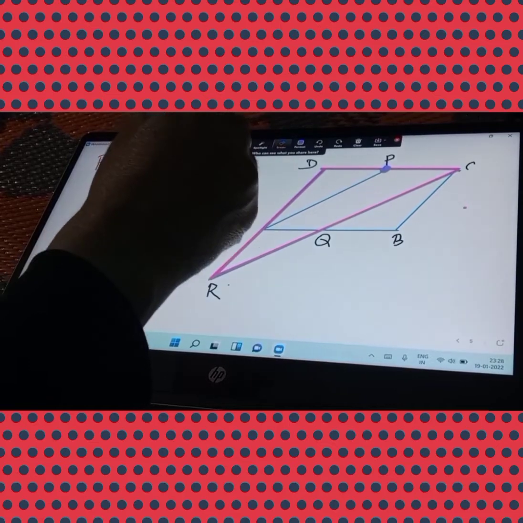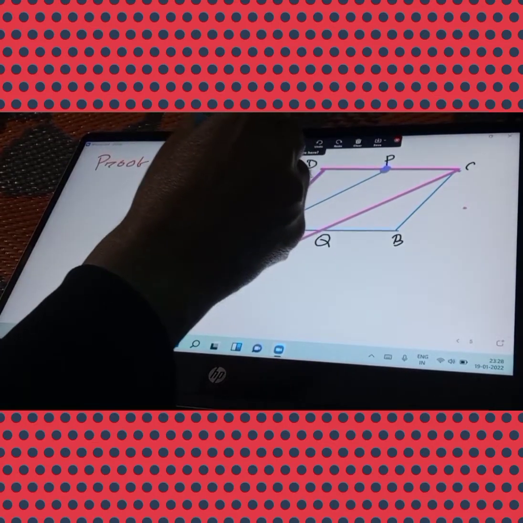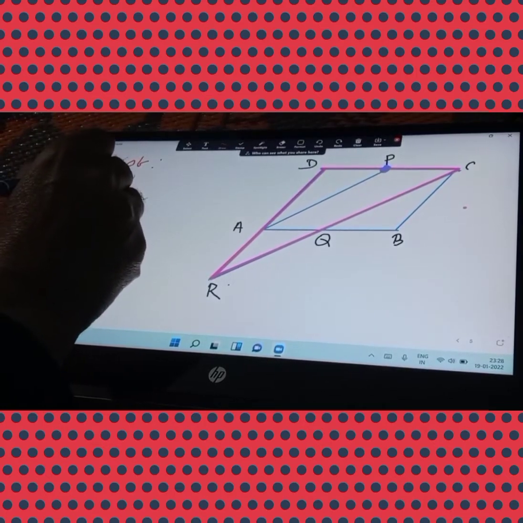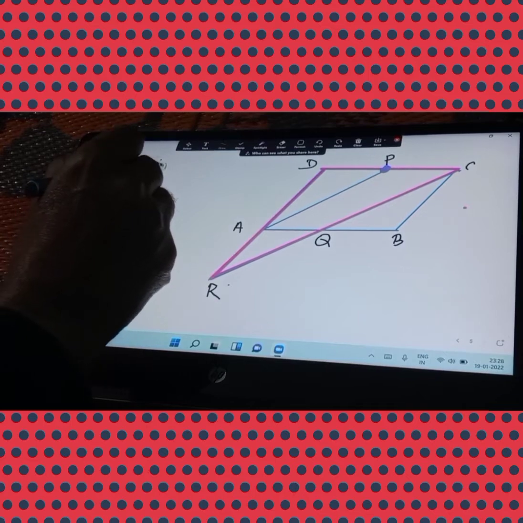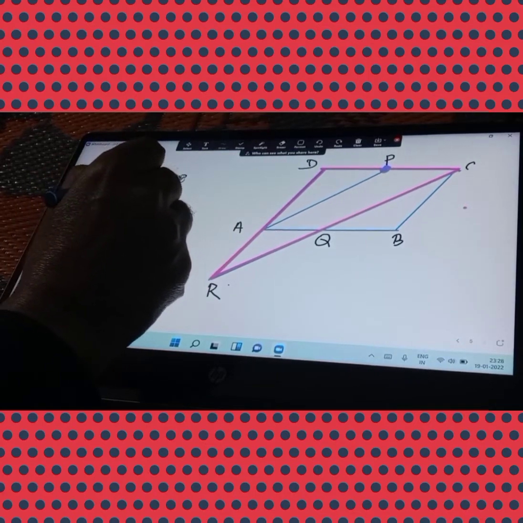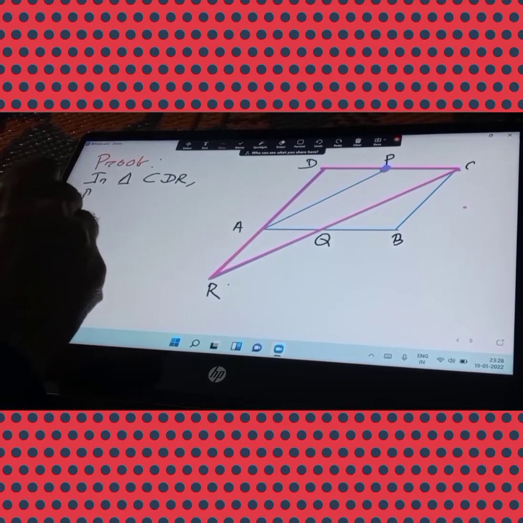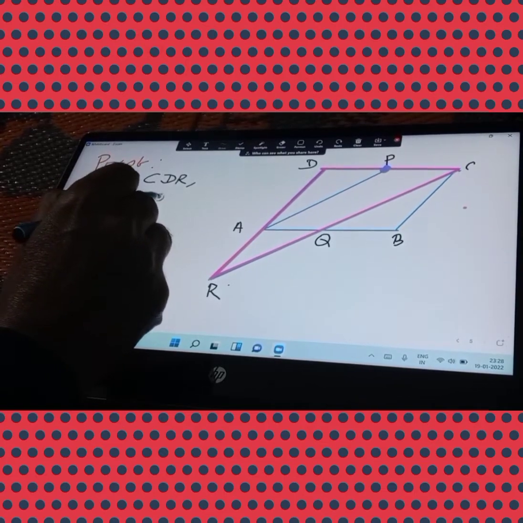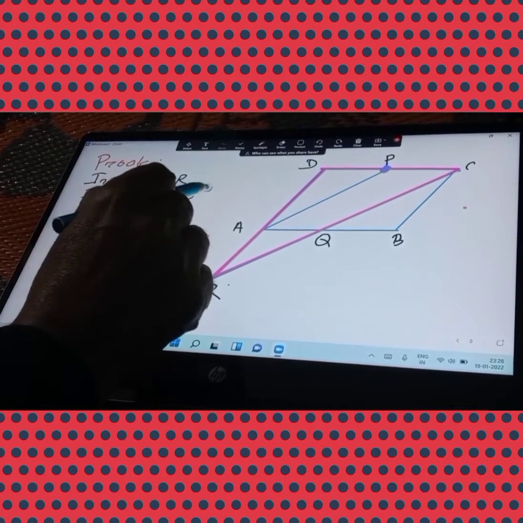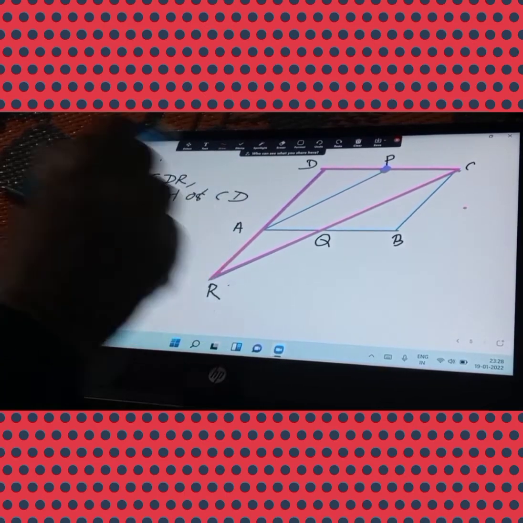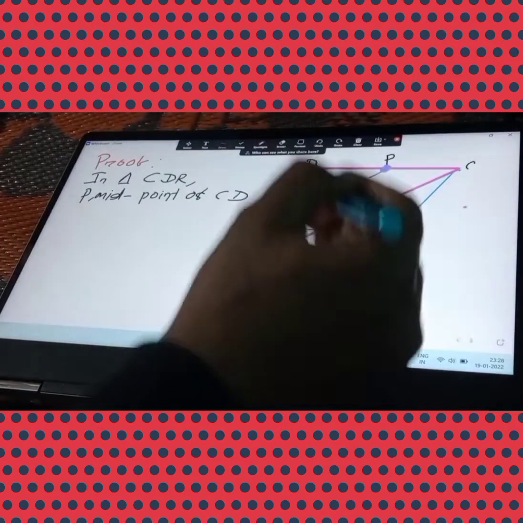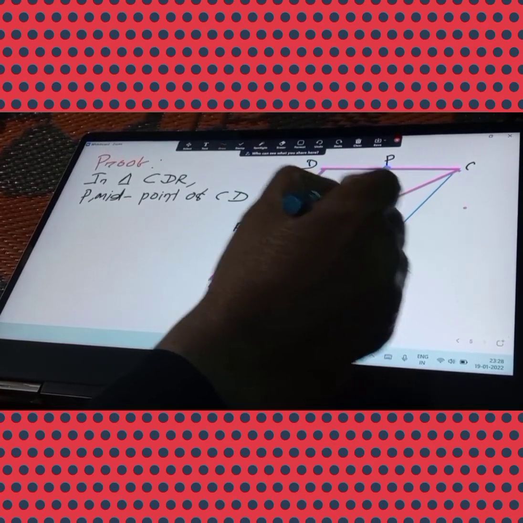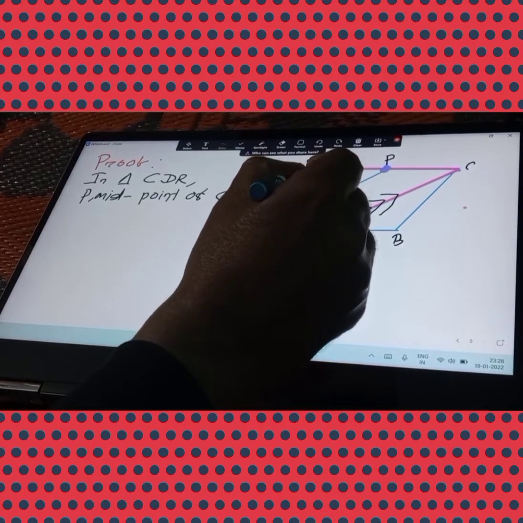Look at here, in triangle CDR, P is the midpoint of the side CD of the parallelogram ABCD. Again you see, CR is parallel to AP. It is given.